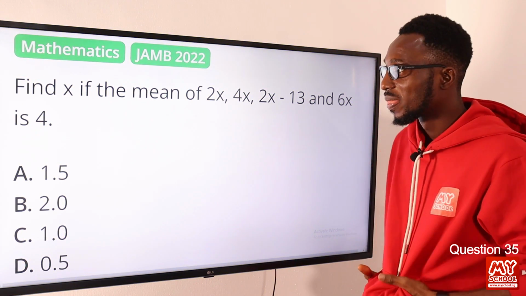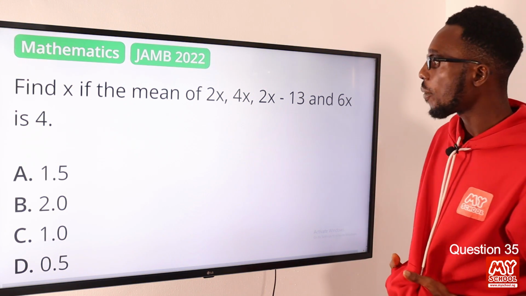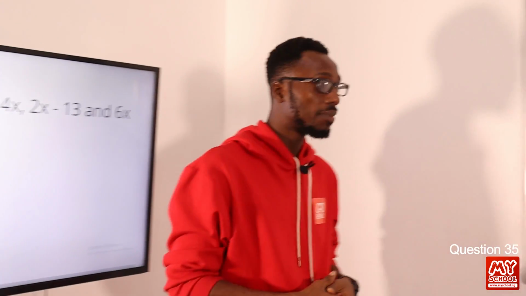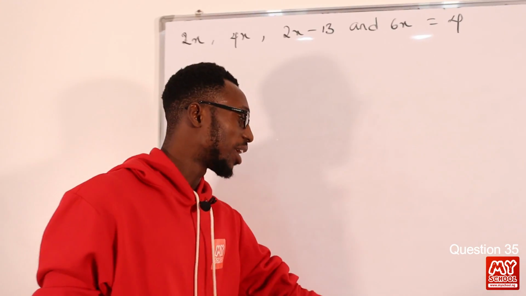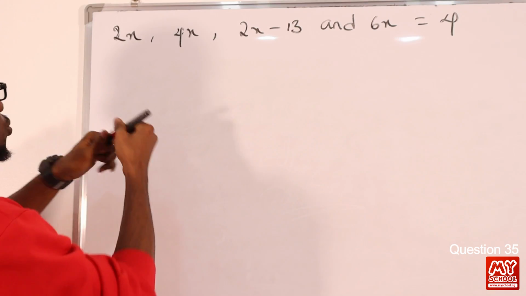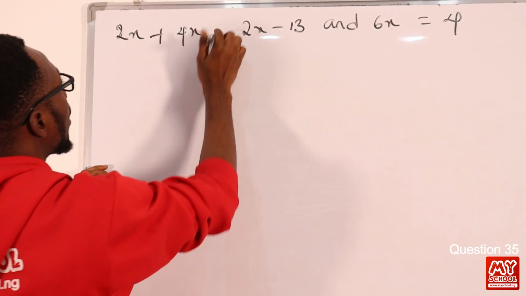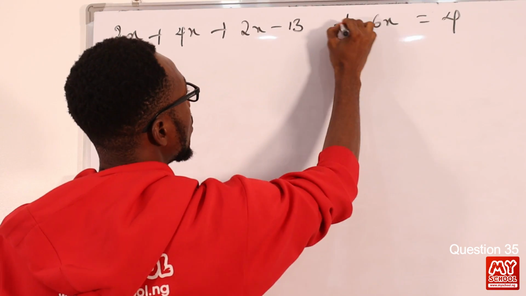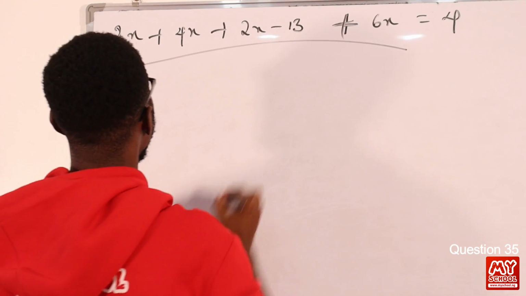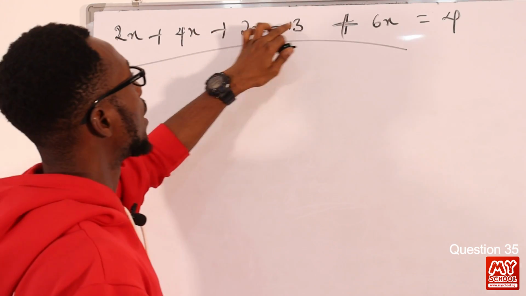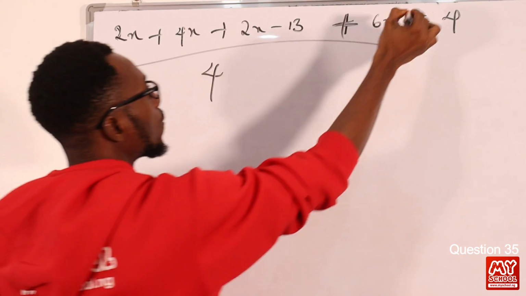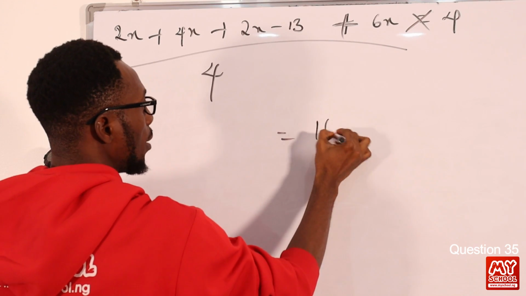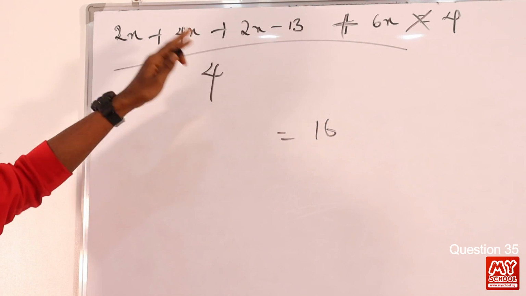Question 35. Find x if the mean of 2x, 4x, 2x minus 13, and 6x is 4. You just need to recall the formula from group data regarding mean. That will just be the addition of these values. Let's add them up. We now have everything equal to 4. How many items do we have? We have 1, 2, 3, 4. So what do we do first? We can cross multiply. So basically I have 4 times 4, so I have 16 on the right hand side, isn't it? So let's collect like terms.